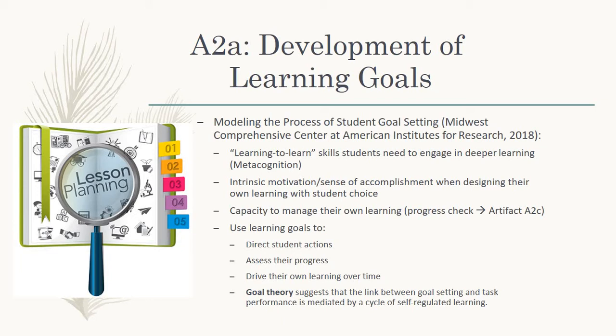The goal is to hopefully have some intrinsic motivation and self-accomplishment when the kids are designing their own learning with their own student choices, meaning they get to pick their own book and their own forms of assessment. During this unit, with their learning goals, they have the capacity to manage their own learning through progress checks, which I'll use by demonstrating and reflecting on artifact A2c.